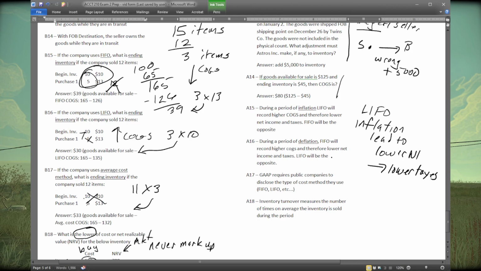And so you can read through this, you can look at the book, and you can also take a look at the video. But to go through the whole explanation again is probably not time efficient because, first of all, if I put it on there, you'll just have one of these. And this is mainly what I'm trying to test, that you understand that LIFO was designed for inflation, and so it leads to lower taxes.